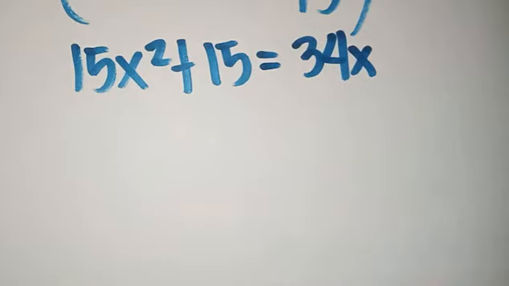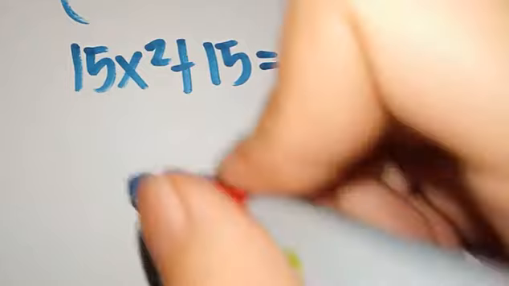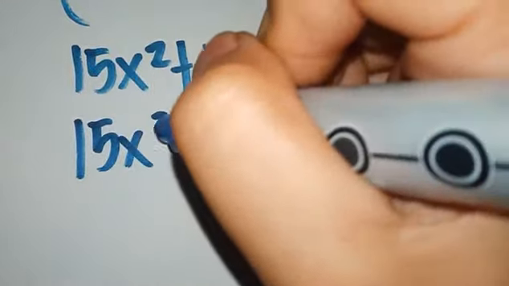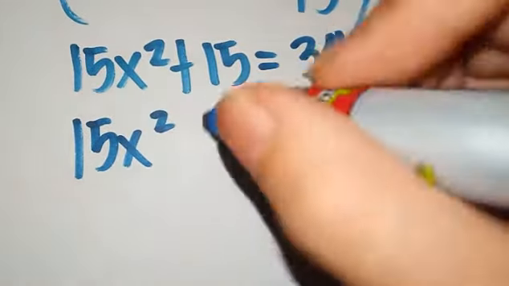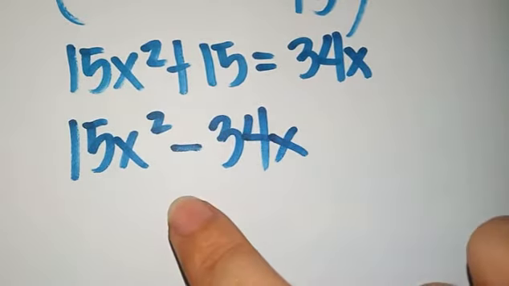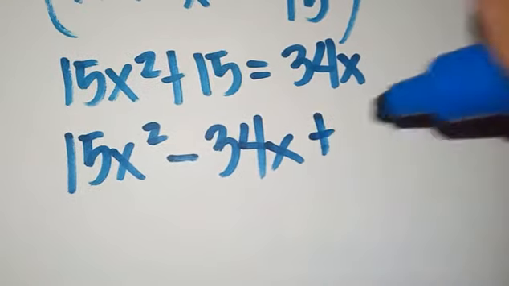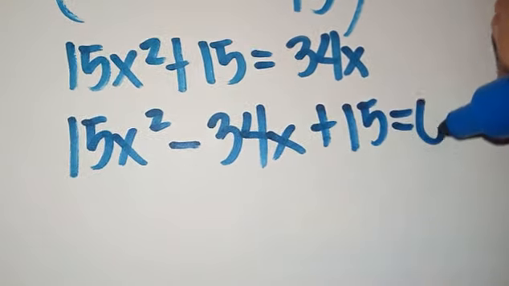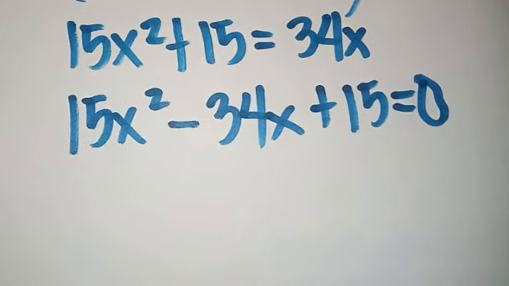So, kapag meron na tayong ganyan, i-arrange lang natin siya into descending order or ilalagay na natin siya into general form. So, we have now 15x squared. Ito, itra-transpose natin dito. We have negative 34x kasi nga, yung positive magiging negative. Then, copy lang natin yung positive 15 is equal to 0. So, meron na tayo ngayong 15x squared minus 34x plus 15 is equal to 0. So, ngayon, isusolve na natin yan using the factoring.